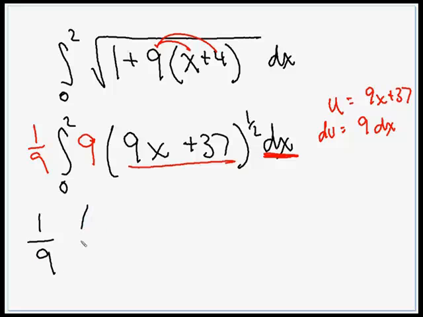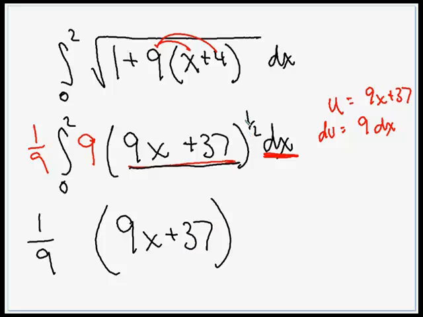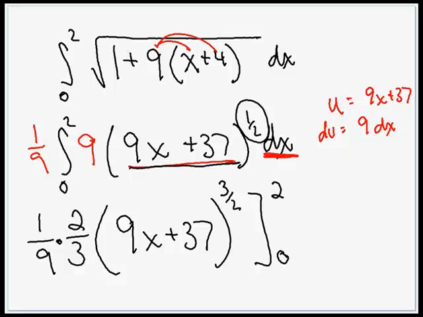1/9, and let me move this over a little bit. So we're going to take our inner function, the 9x plus 37, raise this exponent by 1, now it's 3/2, and we would divide by 3/2 or multiply by the reciprocal 2/3. And we will evaluate that from 0 to 2.